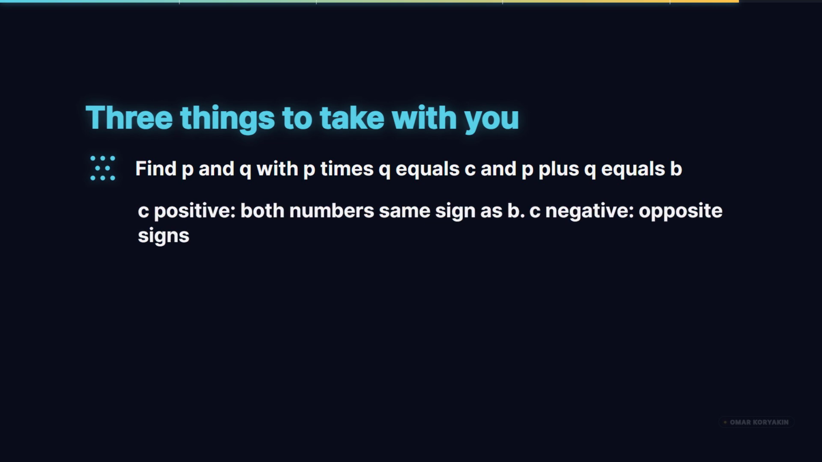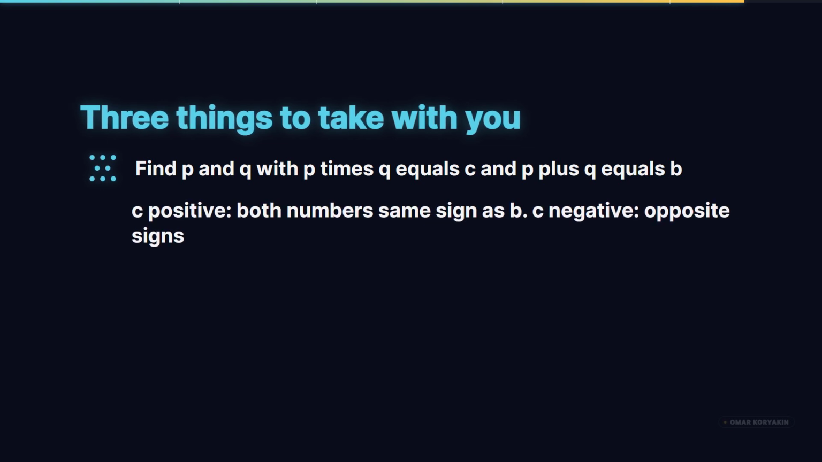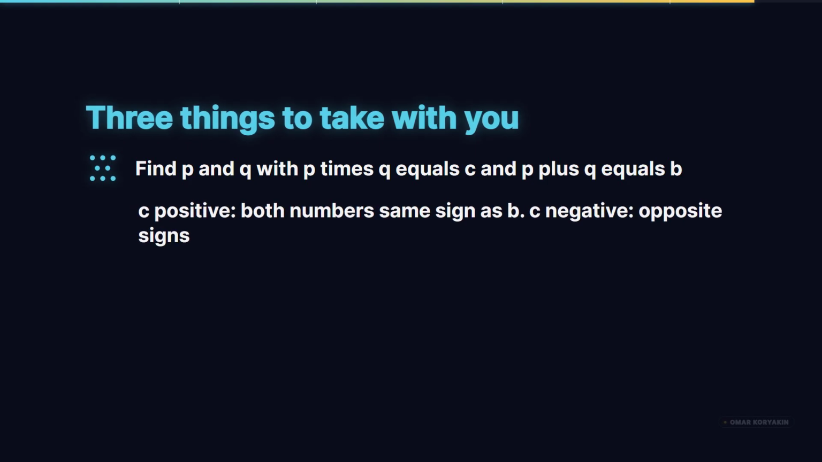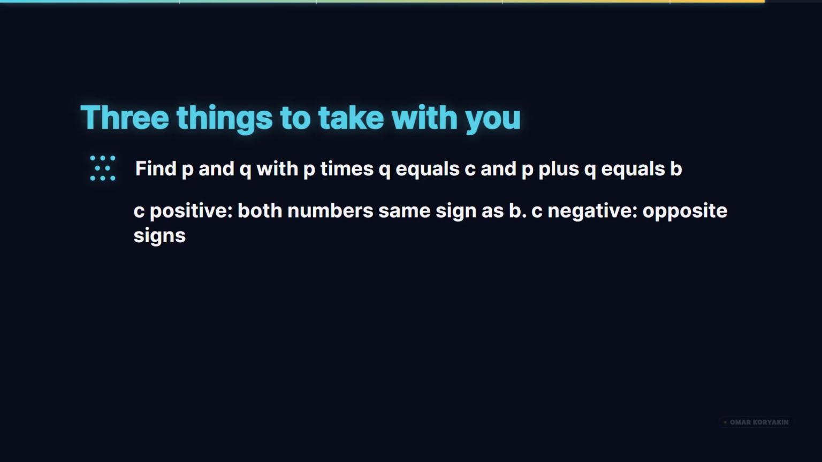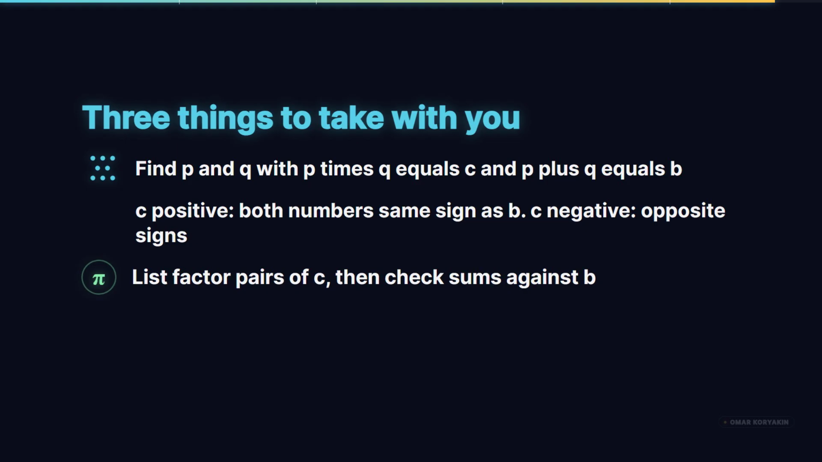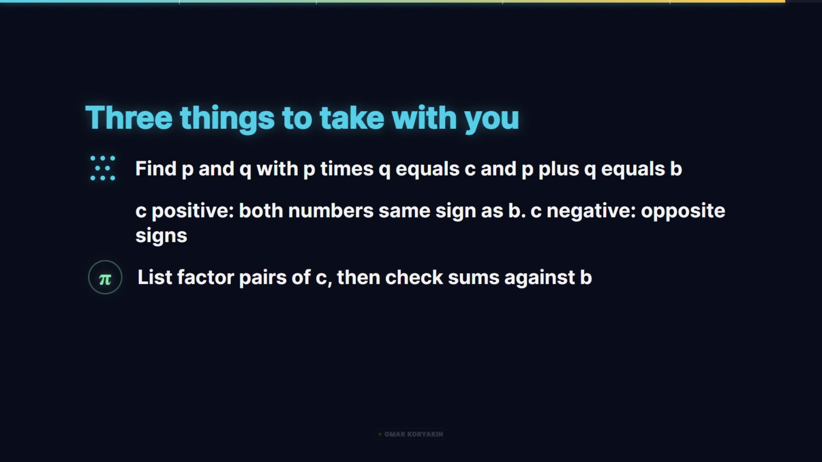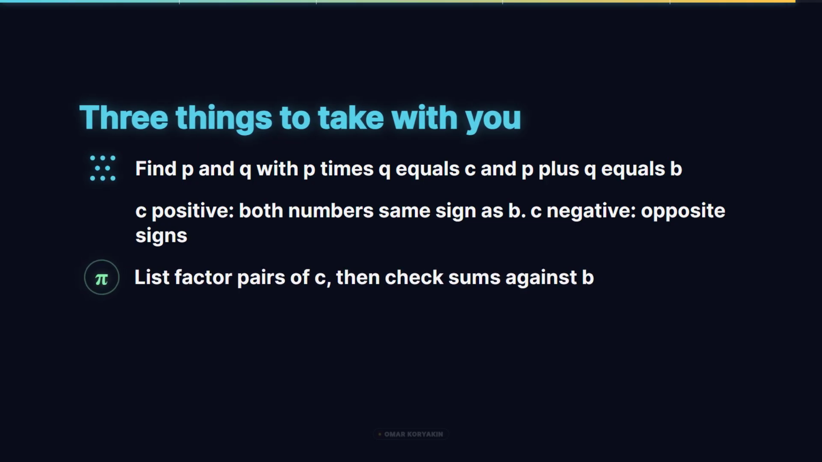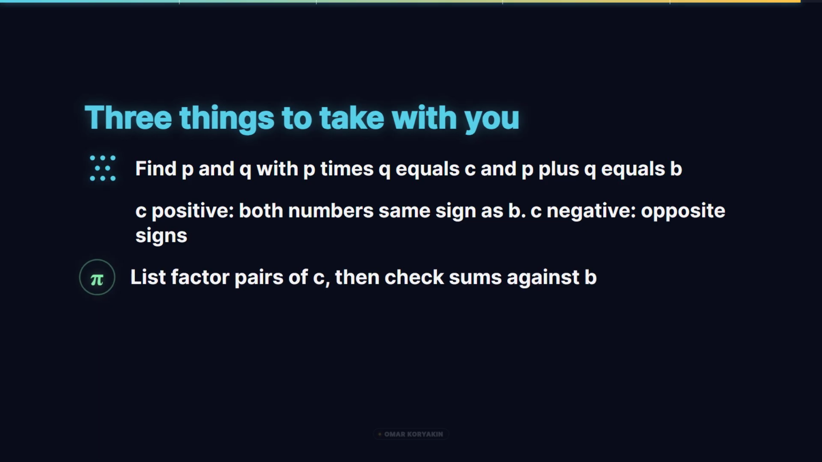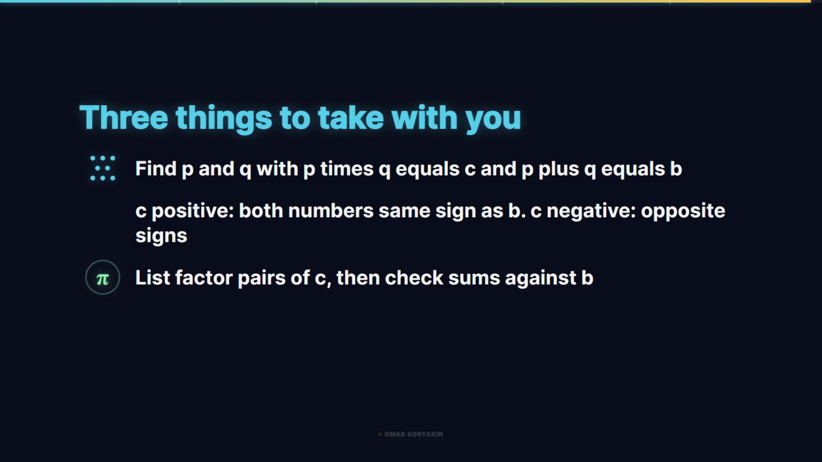The signs decide where to look. When c is positive, both numbers share a sign, and that sign matches the sign of b. When c is negative, the two numbers have opposite signs, and the larger one in absolute value sides with the sign of b. The mechanical procedure is to list the integer factor pairs of c, applying the sign rules, then check which pair sums to b. With small c, the list is short and the search finishes immediately. Once you find the pair, write the two binomials and you are done.